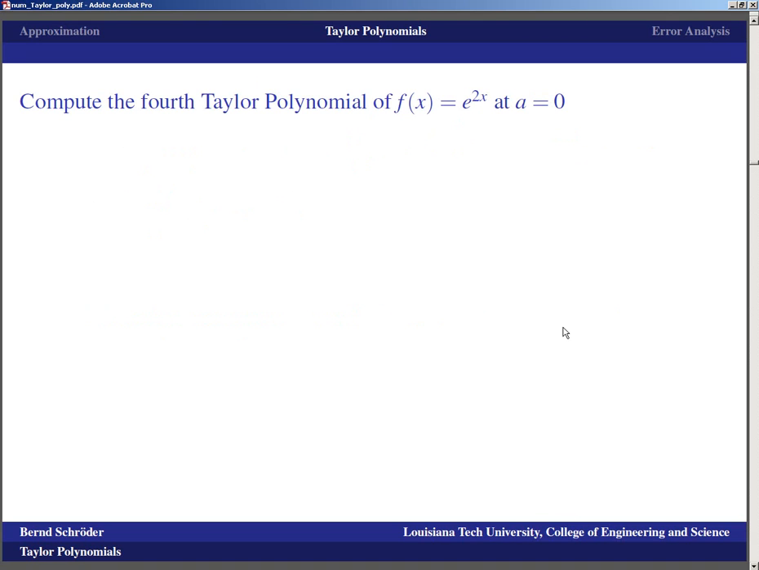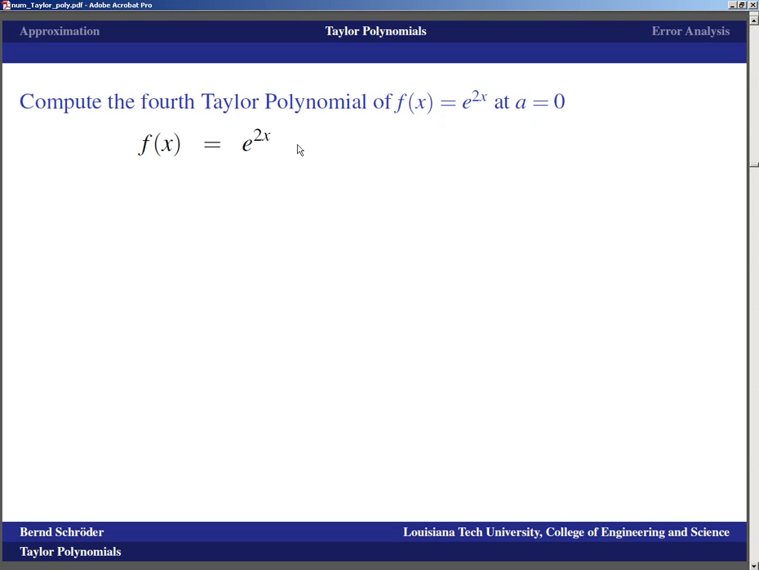Okay, now let's just take a look at how we compute a Taylor polynomial, and there are several ways in which we can do that. We could just compute a fixed degree Taylor polynomial. That's the easiest example, if you will. And so let us compute the fourth order Taylor polynomial of the function f of x equals e to the 2x at a equals 0.